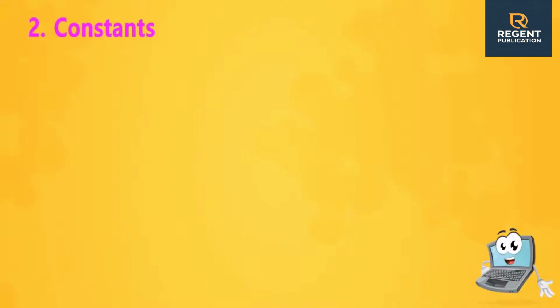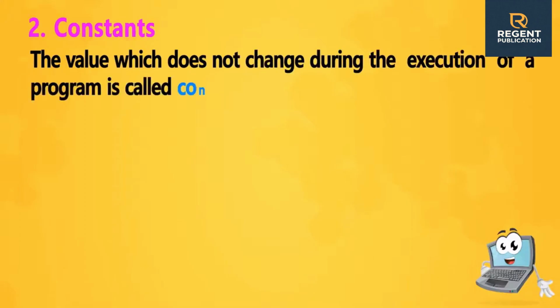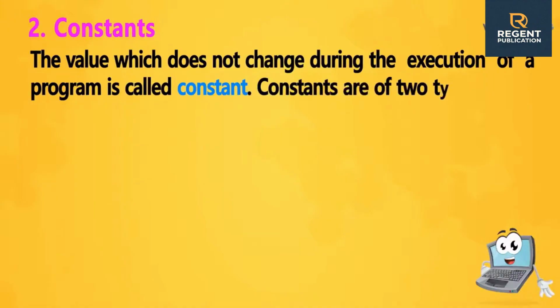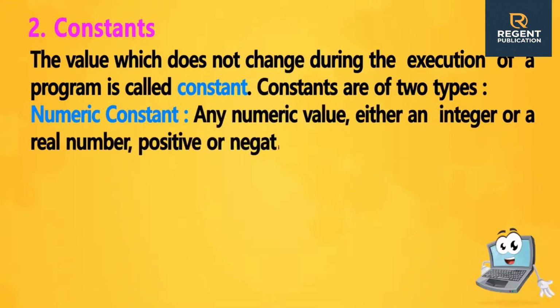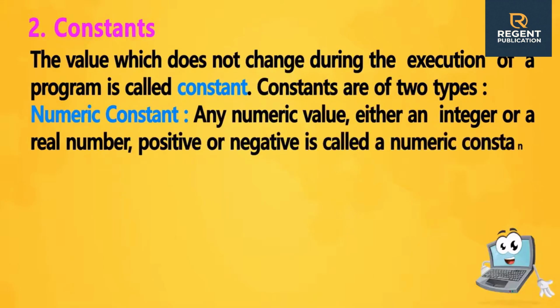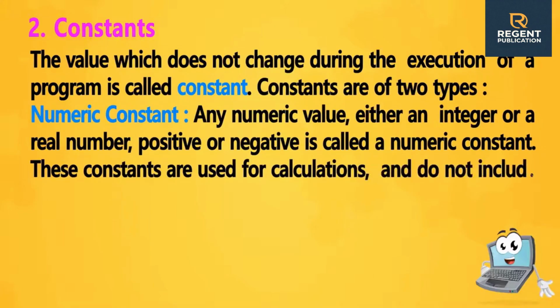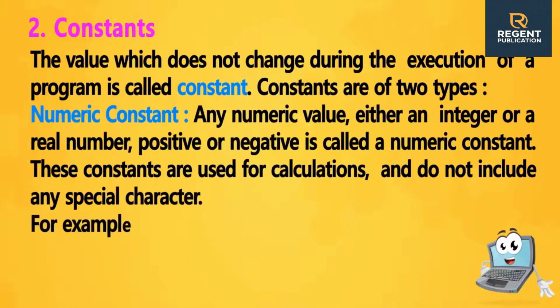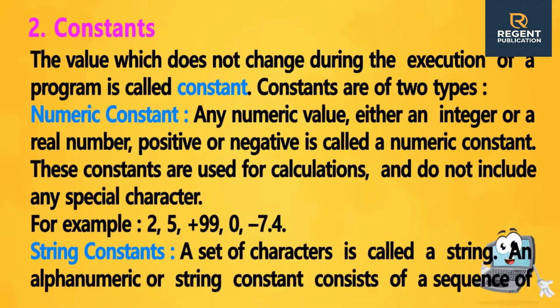Constants. The value which does not change during the execution of a program is called constant. Constants are of two types. Numeric constant. Any numeric value, either an integer or a real number, positive or negative, is called a numeric constant. These constants are used for calculations and do not include any special character. For example, 2, 5, plus 99, 0, minus 7.4.